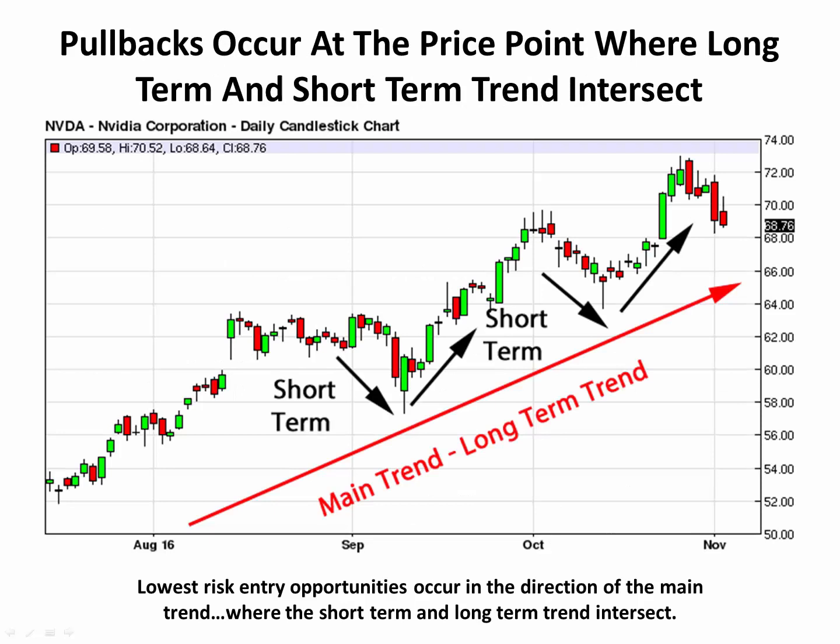Now, to identify a classic pullback, you need to precisely target the exact location of where the long-term trend and the short-term trend begin moving in the same direction. The reason why identifying this price point or level is crucial is because it creates an ideal low-risk entry opportunity that can work very well with any tradable asset. Now, in this example, you can see the ticker NVDA. I identified the long-term trend as well as the short-term trend using simple visual analysis.